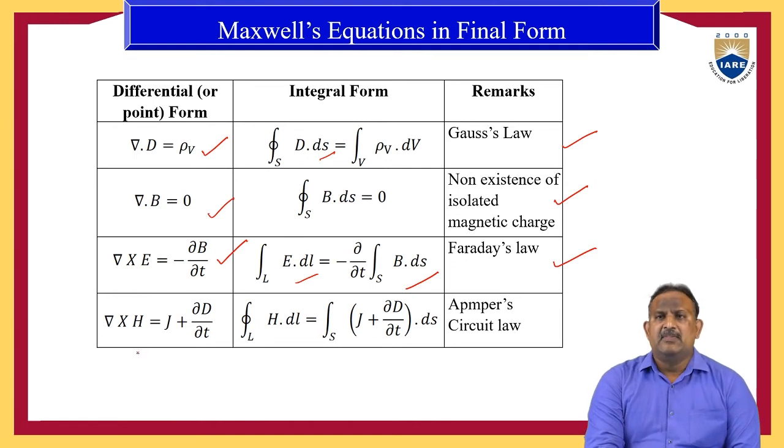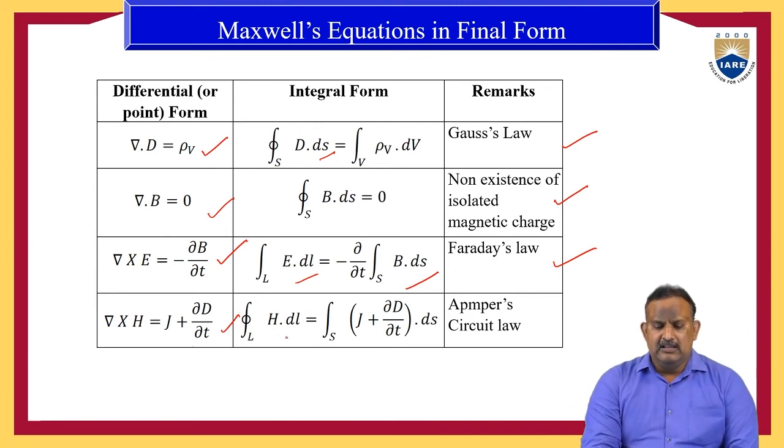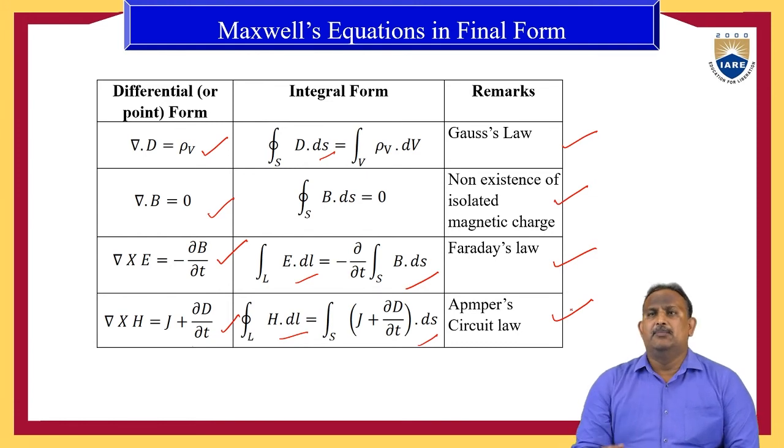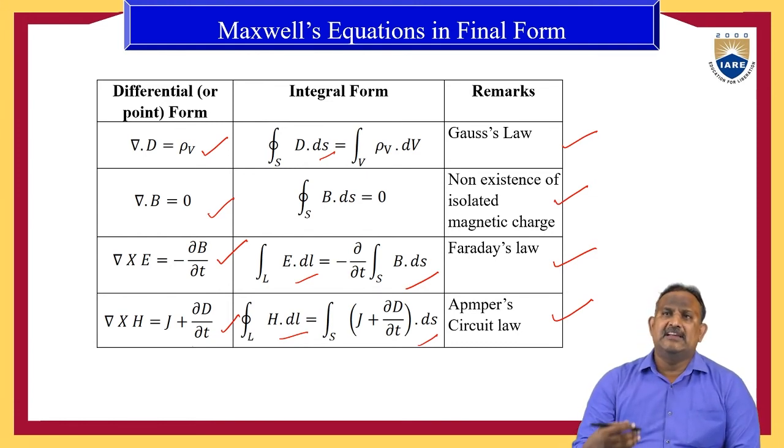And the fourth one is del cross H equal to J plus dou D by dou T, which is equal to the line integral of H dot dl equal to the surface integral of J plus dou D by dou T dot dS, which is known as Ampere's circuit law. So these are the four Maxwell time varying equations.